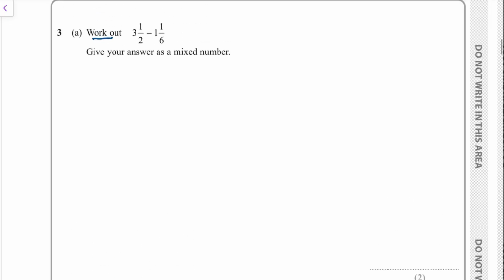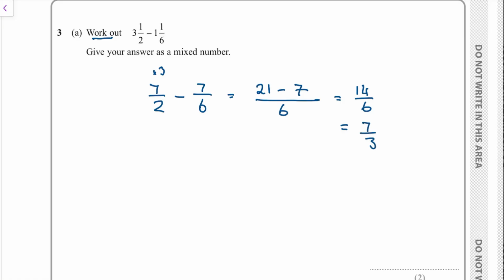So here, well, I'm going to do it properly anyway. So I'm going to turn them into improper fractions first. So 3 times 2 is 6 plus 1. So it's 7 over 2 minus 6 times 1 is 6 plus 1 minus 7 over 6. Can't do any fractions unless the common denominator is the same. So I'm going to multiply the first one by 3, which is going to give me 21 over 6 minus 7 over 6, the same denominator. So I've just put it over the same 6, which is going to be 14 over 6, which I could simplify down to 7 over 3.